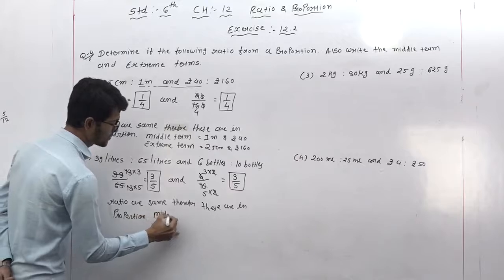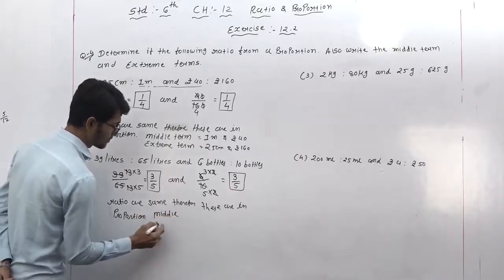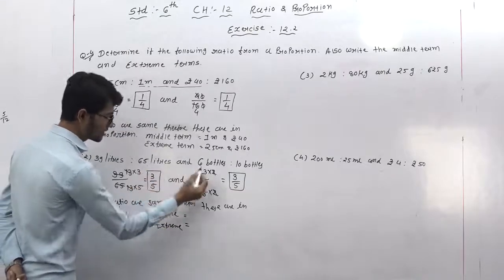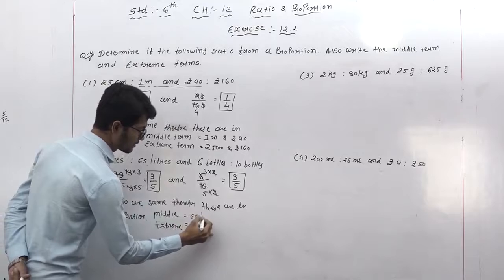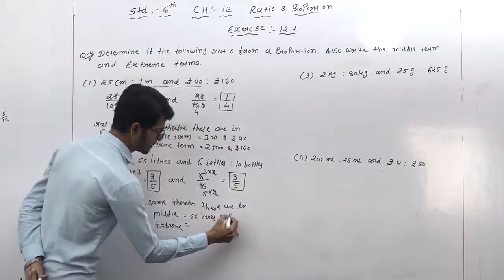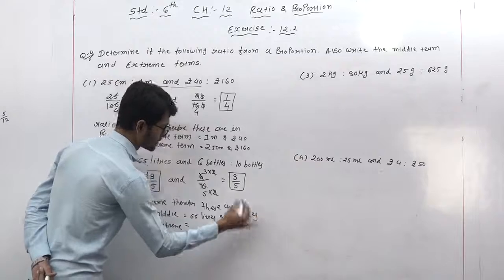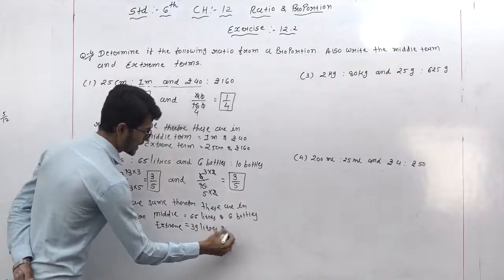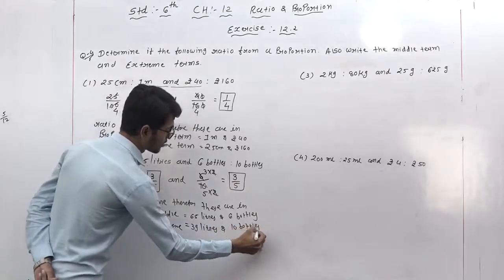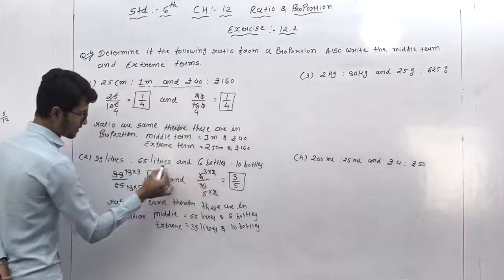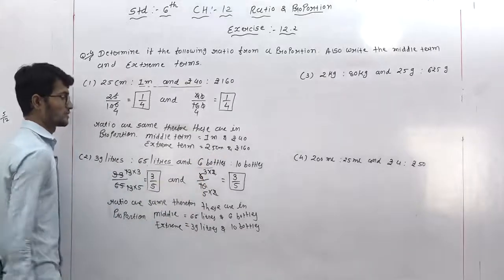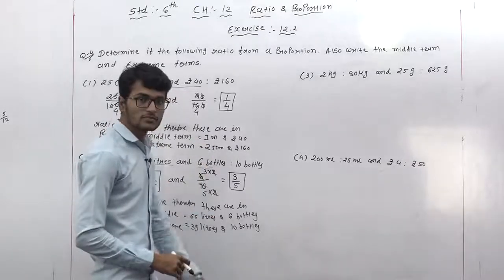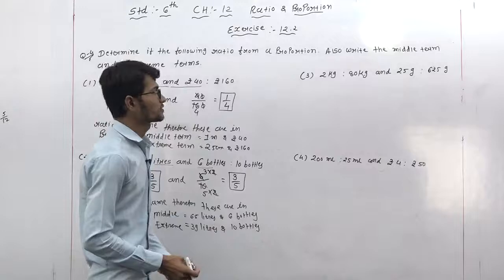अब मिडल टर्म और एक्सट्रीम टर्म हमें लिखने हैं. So the middle terms are 65 liters and 6 bottles, and the extreme terms are 39 liters and 10 bottles. Here these two are the middle, and the first and last are the extreme terms. So now understand, clear? First two समझ में आ गया ना? Now the next one is the third question.